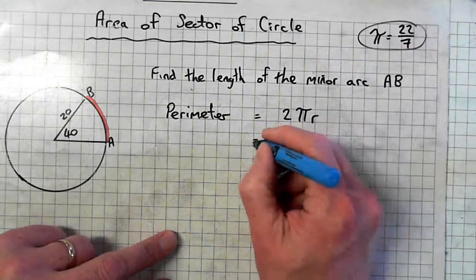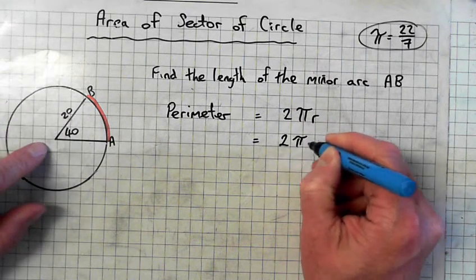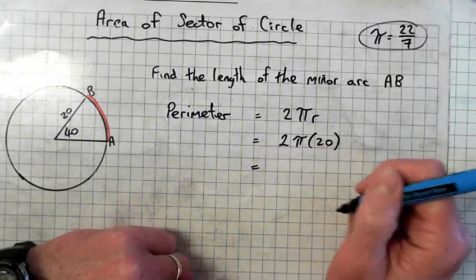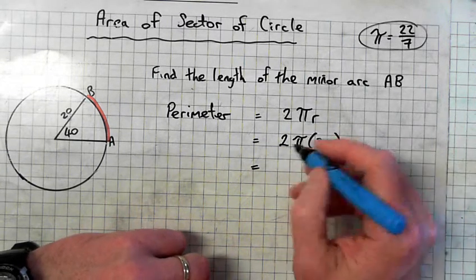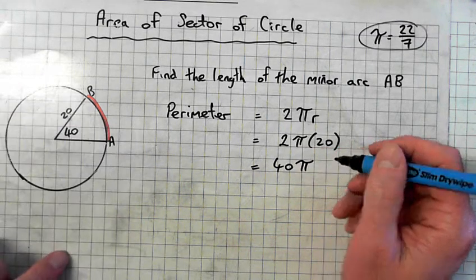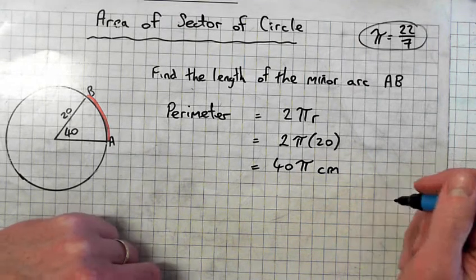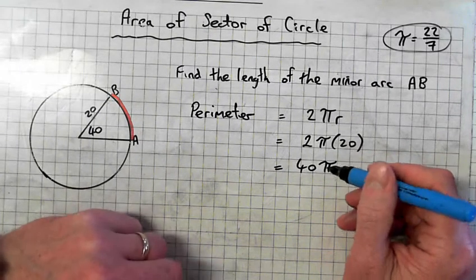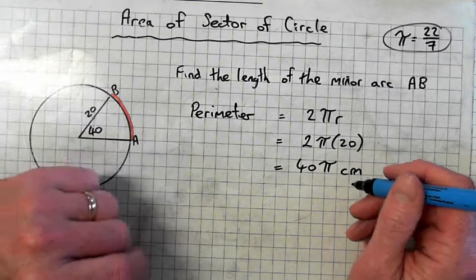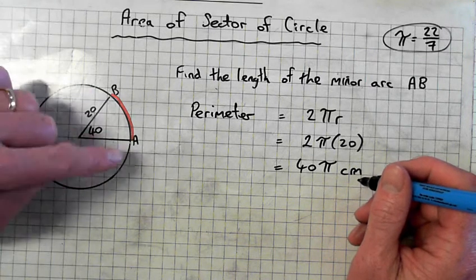So this circle, the radius is 20. So it's 2 pi times 20. 2 times 20, the perimeter is 40 pi centimeters, the distance. So 40 times 3.14 will give you the total distance all the way around, starting at A and walking the whole way around the whole circle.